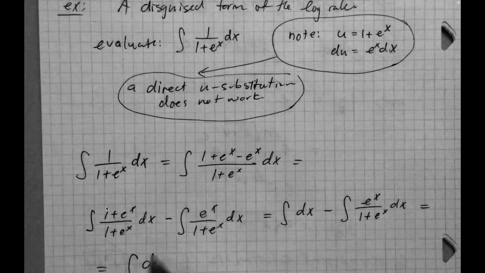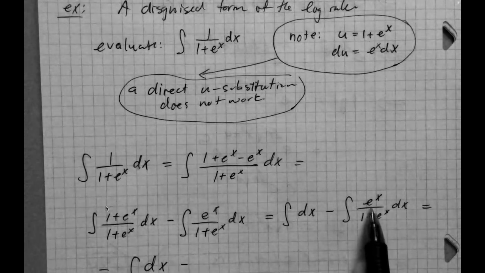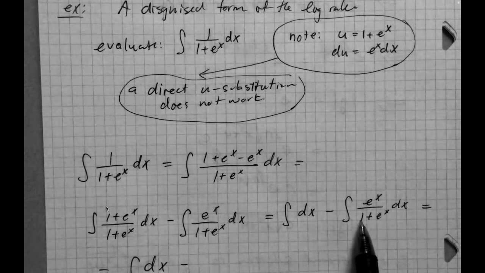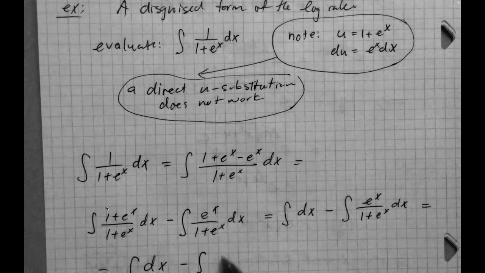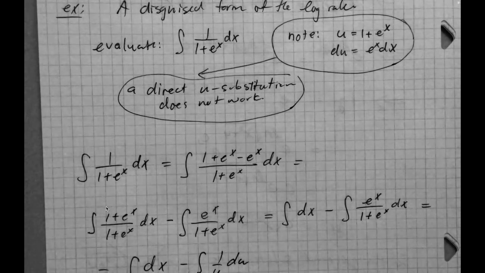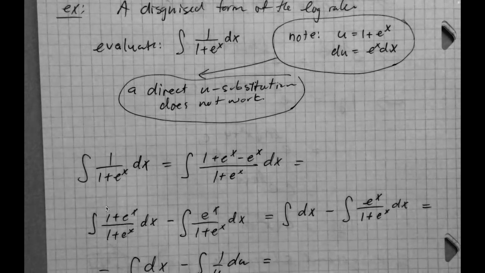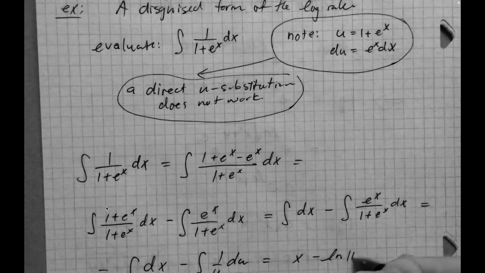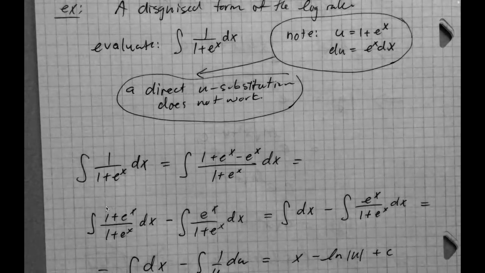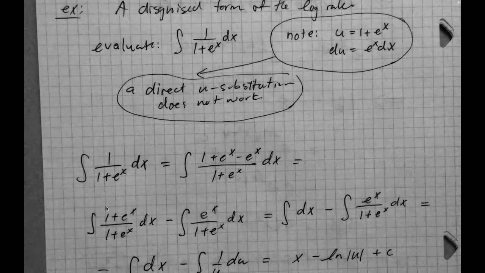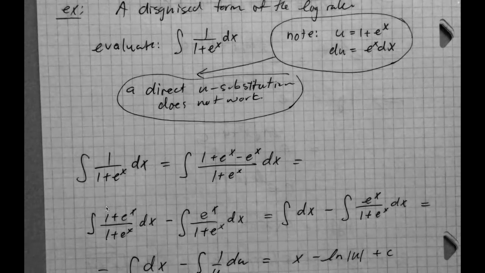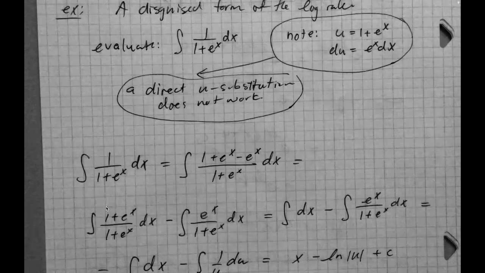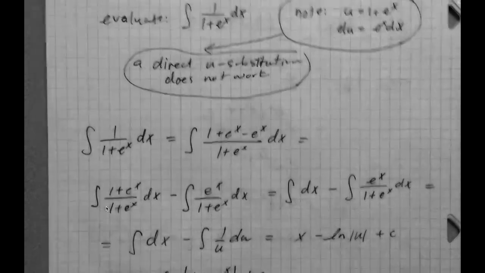So we've got the integral of dx minus, and now this is just going to be what? 1 over u, isn't it? So e to the x dx is the du, and 1 plus e to the x is the u. So this would be minus the integral of 1 over u du. We can integrate this, and we get x minus the natural log of the absolute value of u, plus c. And of course, u is 1 plus e to the x. So we get x minus the natural log of 1 plus e to the x plus c.